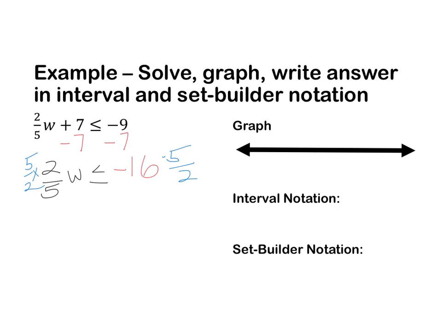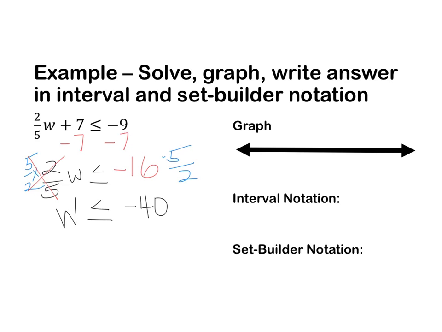And what happens here is these cancel each other out, and I'm left with W. I still have my inequality because I did not multiply or divide by a negative number. And -16 times 5 is -80, and I divide that by 2, it's -40. So this is my solution.